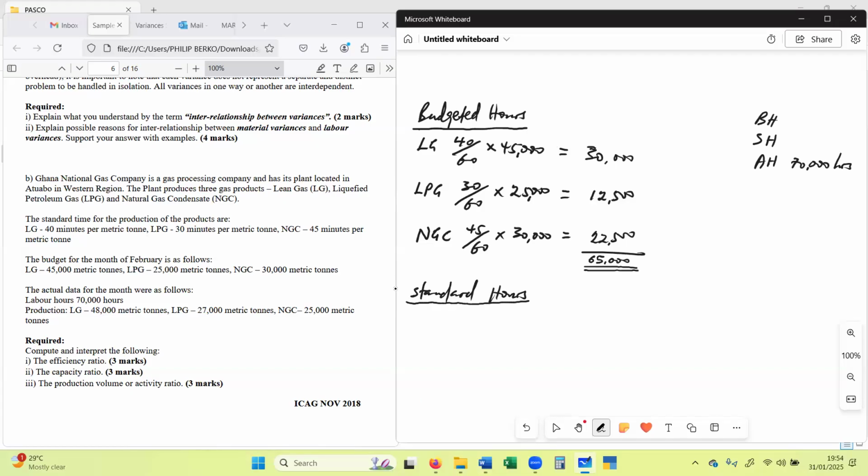So standard hours, LG. It will be the same standard time, but now we multiply with what? Actual output, right? So LG is 48,000. Then LPG, 30/60 multiplied by 27,000. Then NGC.